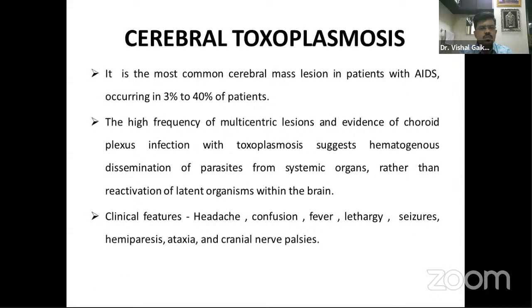The next mass lesion would be cerebral toxoplasmosis. It is the most common cerebral mass lesion, and toxoplasmosis can spread either hematogenously to the brain, or there can be just reactivation of the latent organisms which are actually present in the brain. Symptoms would be again very non-specific, like headache, confusion, fever, lethargy, seizure, hemiparesis, ataxia, and cranial nerve palsy, depending upon the site of the toxoplasma.